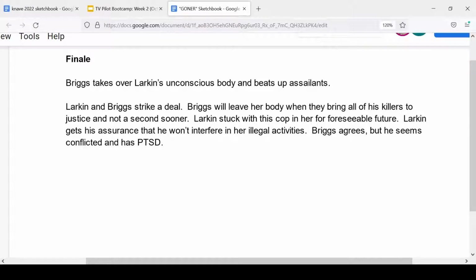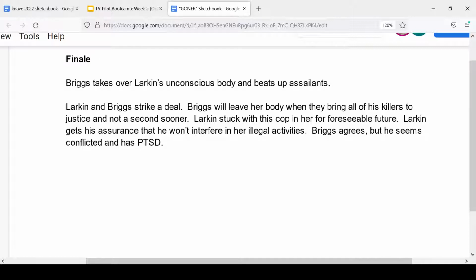Larkin and Briggs strike a deal. Briggs will leave her body when they bring all his killers to justice, and not a second sooner. Larkin's stuck with the cop for her foreseeable future. She gets his assurance that he won't interfere in her illegal activities. Oh, you mean stealing? Briggs agrees, but he seems conflicted and has PTSD.